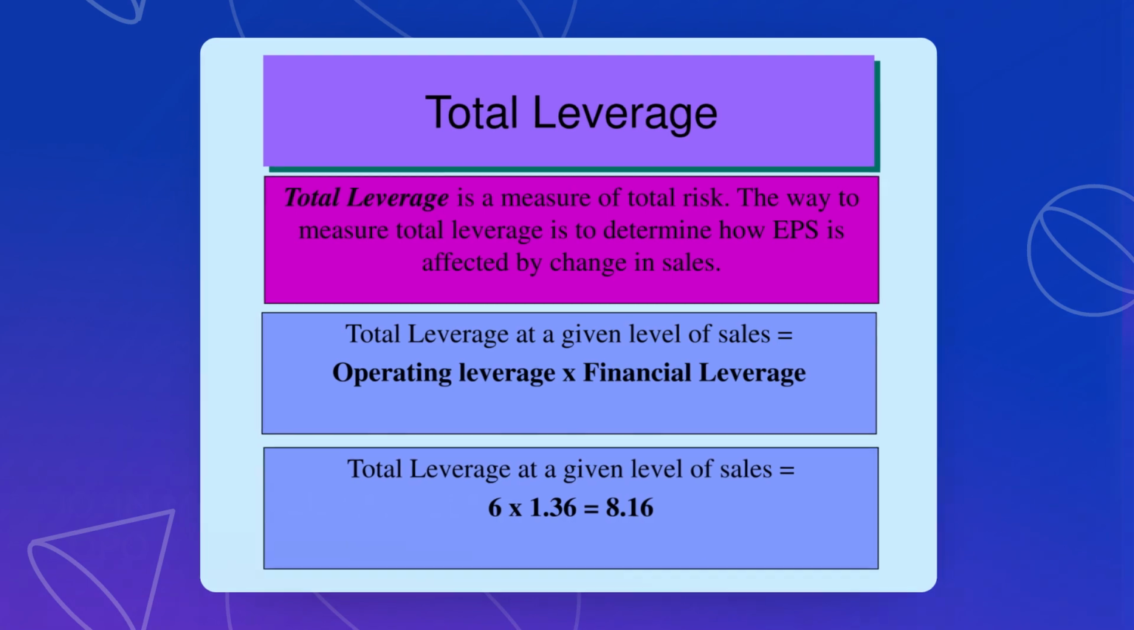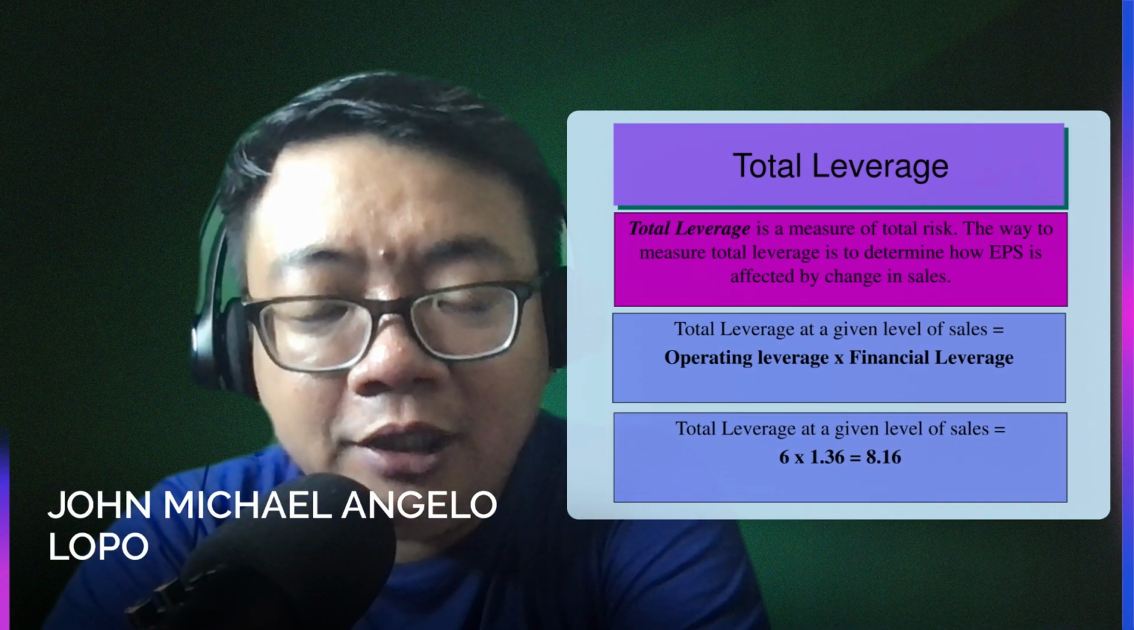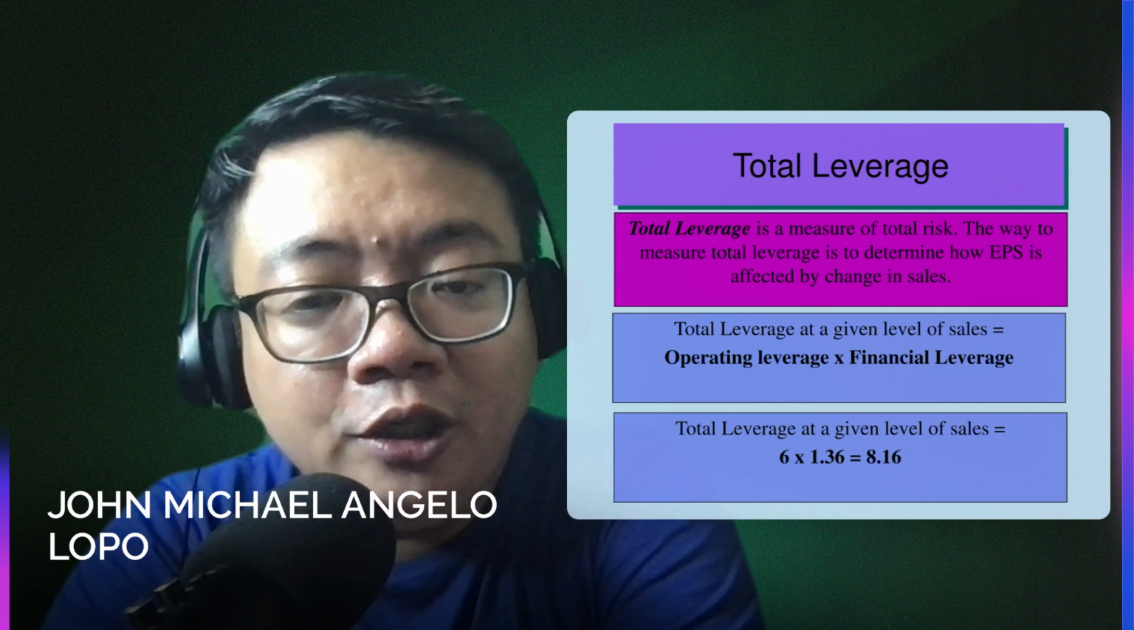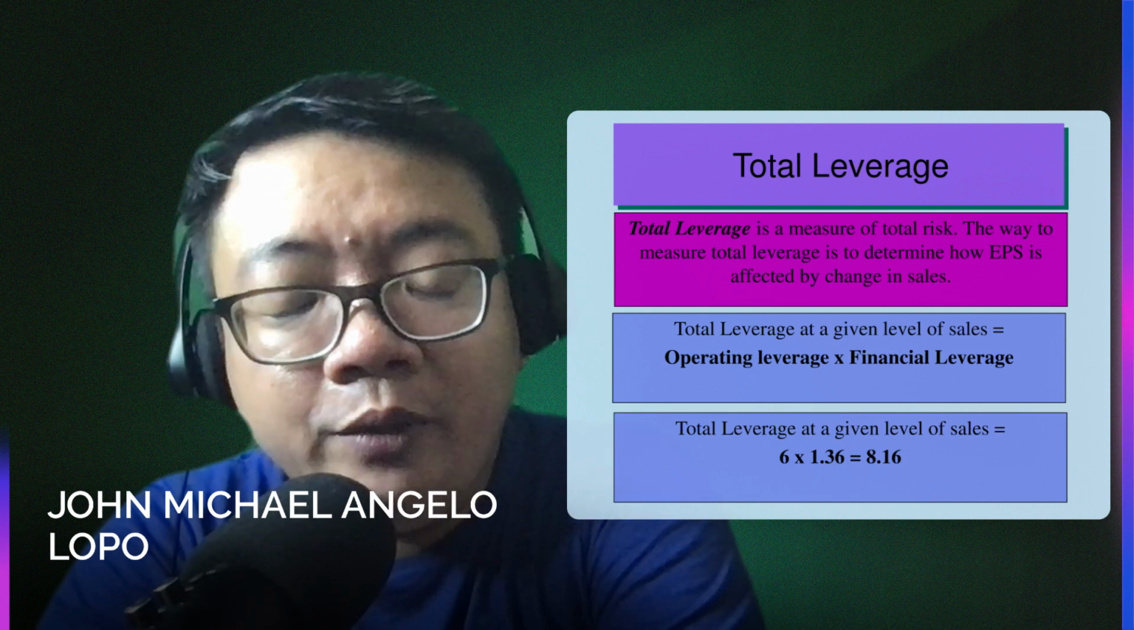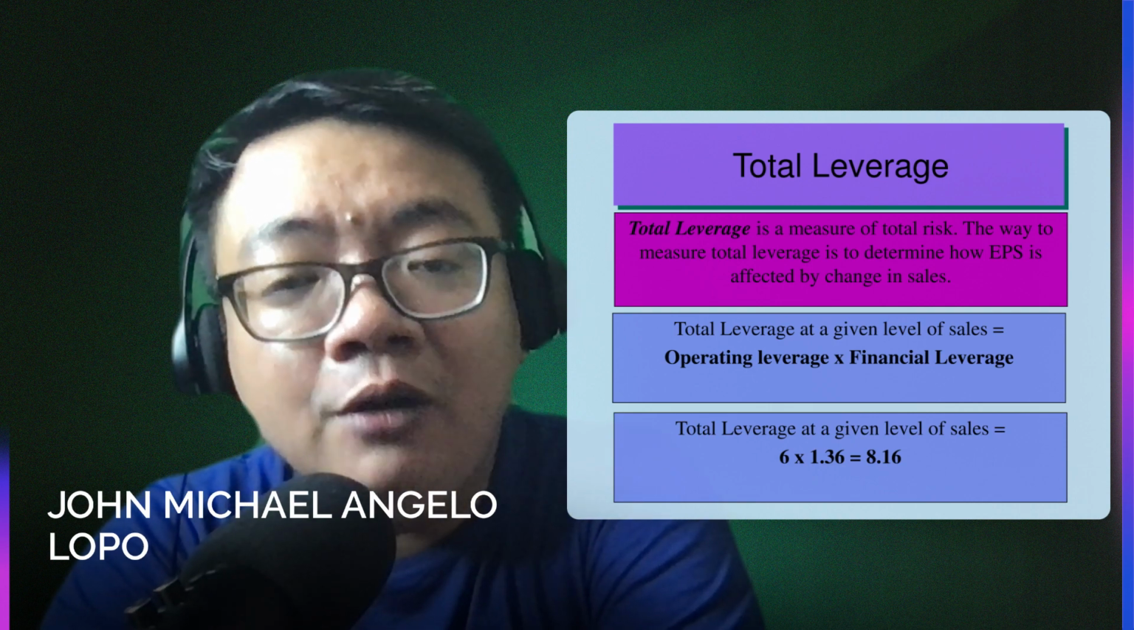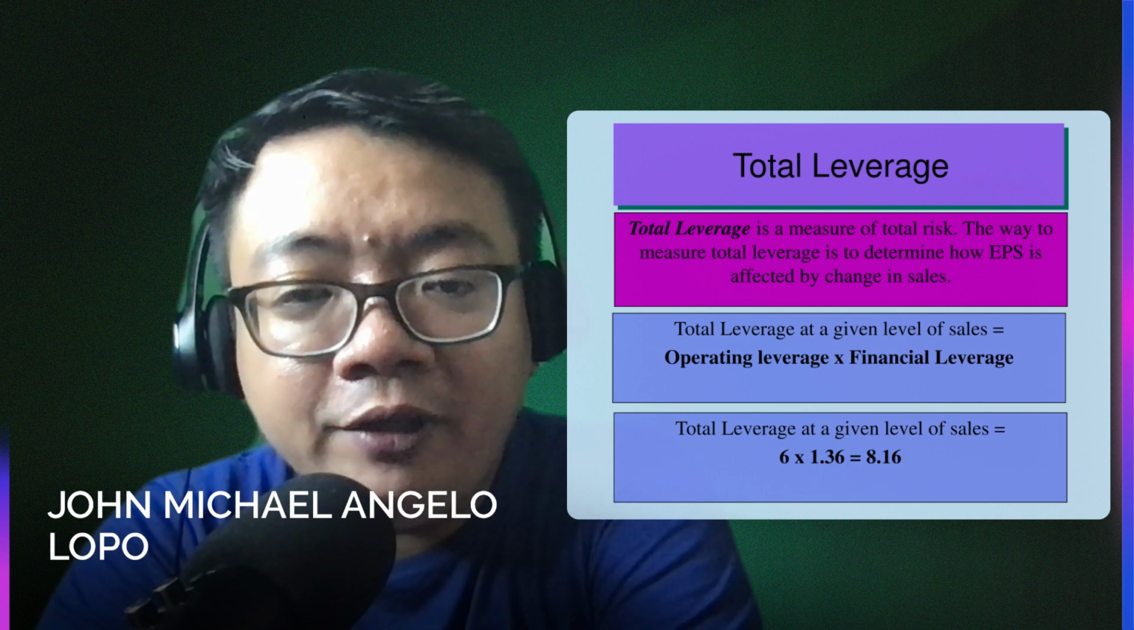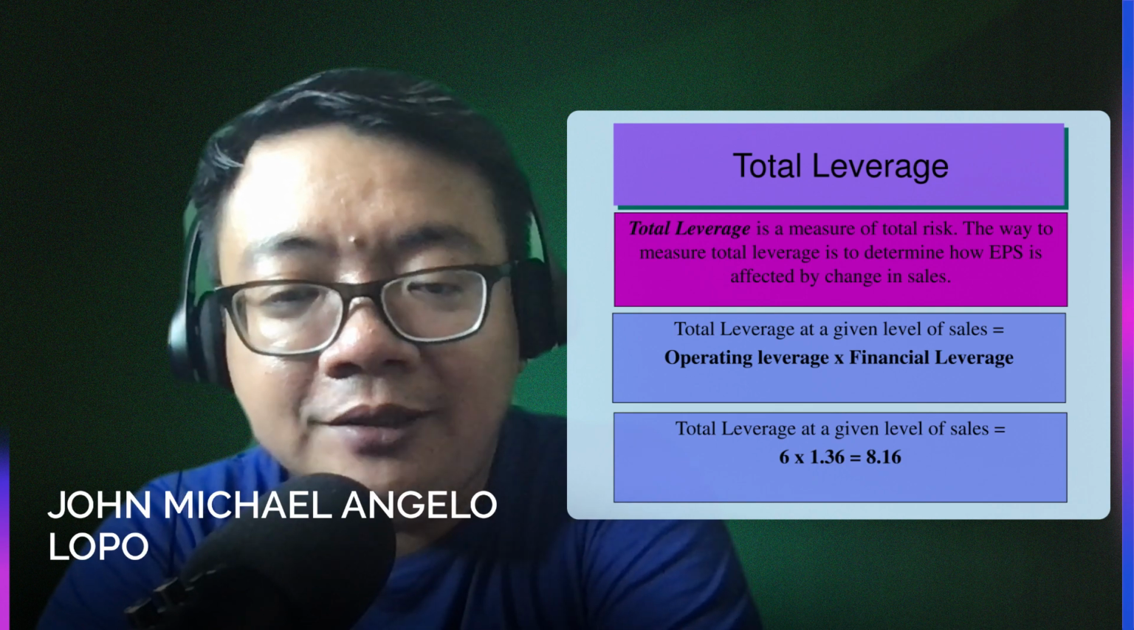So again, class, in terms of your total leverage, it is the measure of your total risk, and the way to measure it is to determine how the EPS is affected by the change in sales.